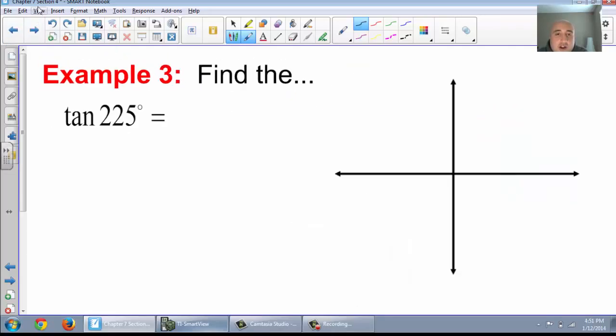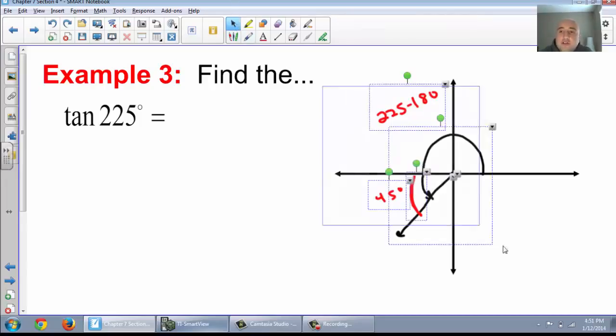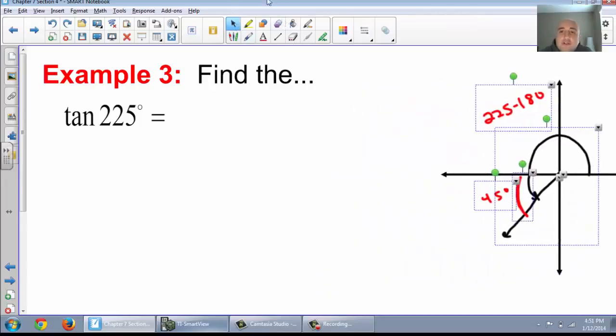All right, so let's try one more here. Tangent of 225. I'm going to do 225 first. Okay, there's 180, and I have to go another amount to get to about 225. My reference angle is the distance from here to here. So what's 225 minus 180? Hopefully you see that that is a 45-degree angle. So my reference angle is 45 degrees.